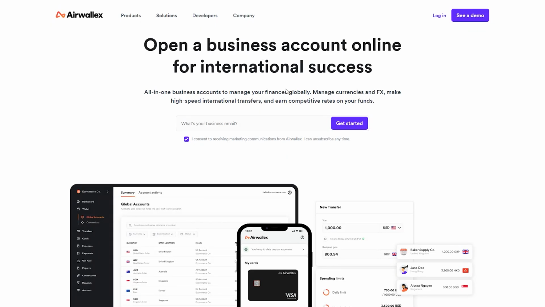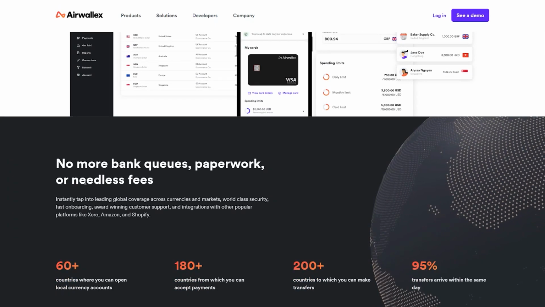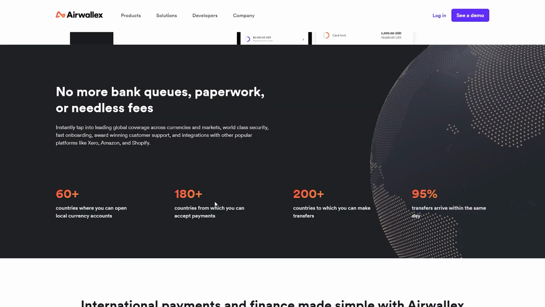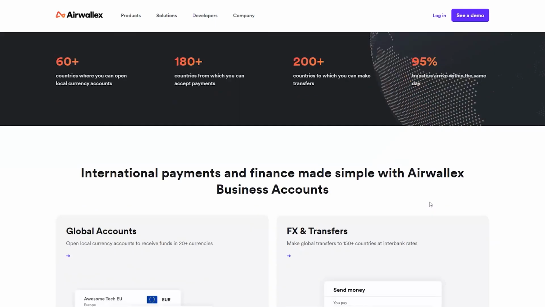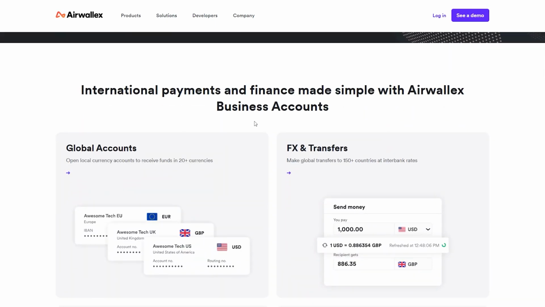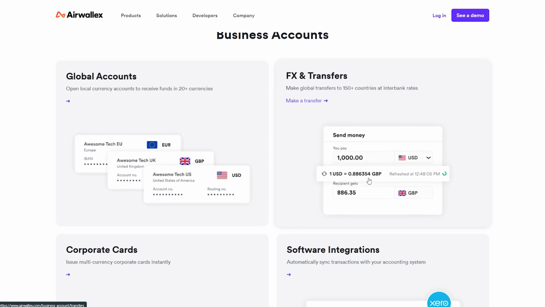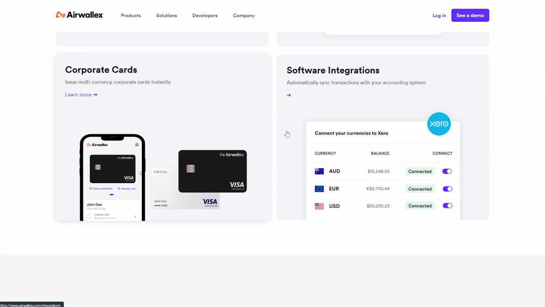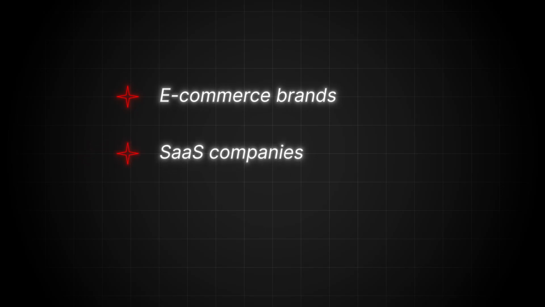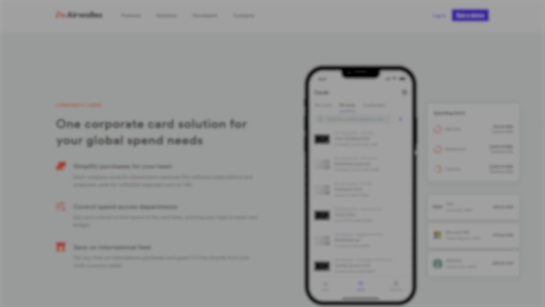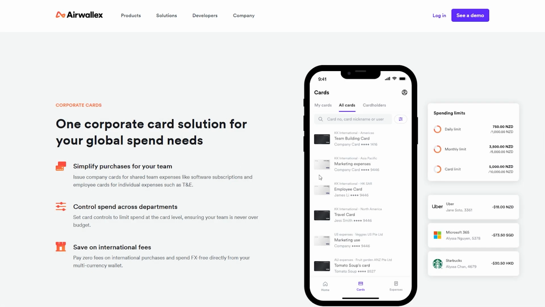Now, Airwallex operates on a different level, I think. Think bigger, think scale. Airwallex isn't just a business account, it is a full global financial infrastructure platform. It's built for businesses that are growing fast and operating in multiple countries. So we're talking about e-commerce brands, SaaS companies, enterprises. Its core strength is its breadth and automation.